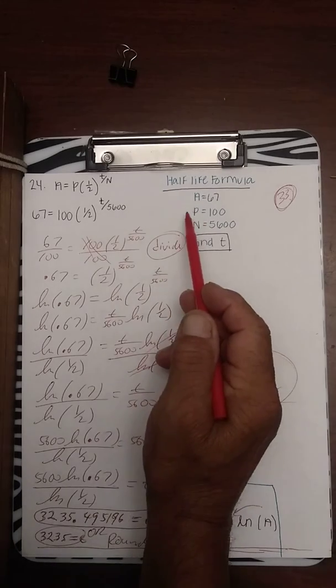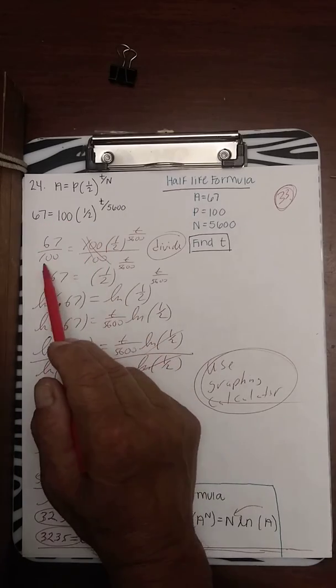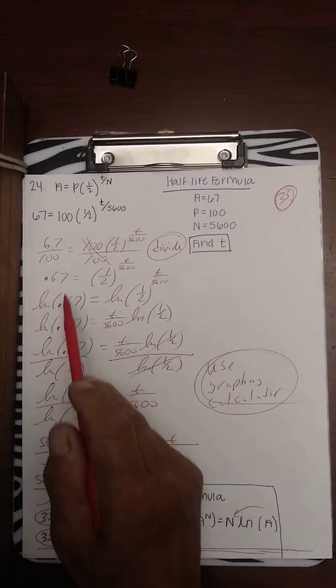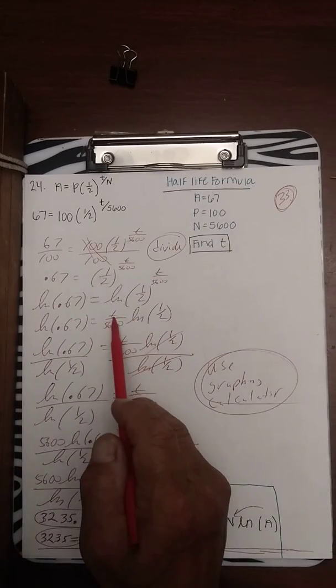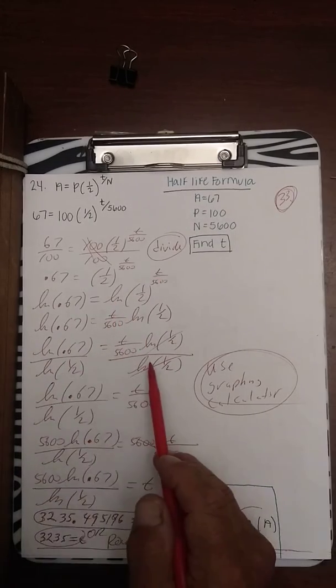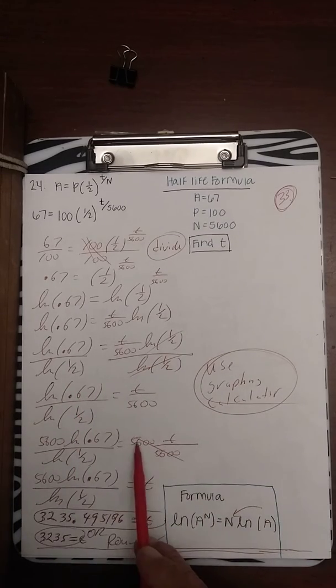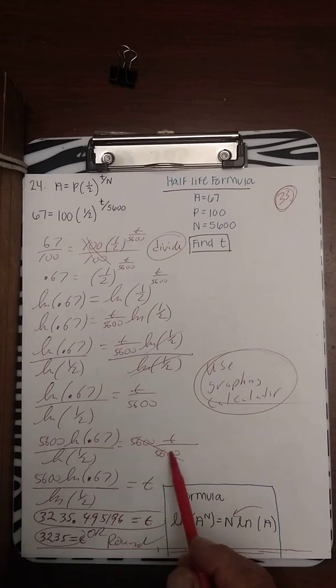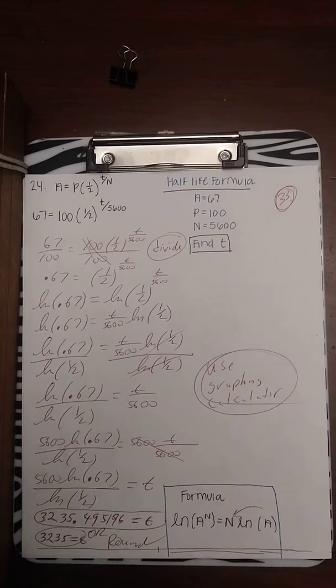Half-life formula. You started with 100%, now you have 67% left over, so divide by 100 first. Then we have 0.67. Take the log of both sides. So now this power goes in front, and divide by ln of half, these are gone. So we still have this. Now multiply both sides by 5600. These will cancel. So we have this number here equals t. Now put it in your calculator, and you're going to get this number, or you can round it to this number.